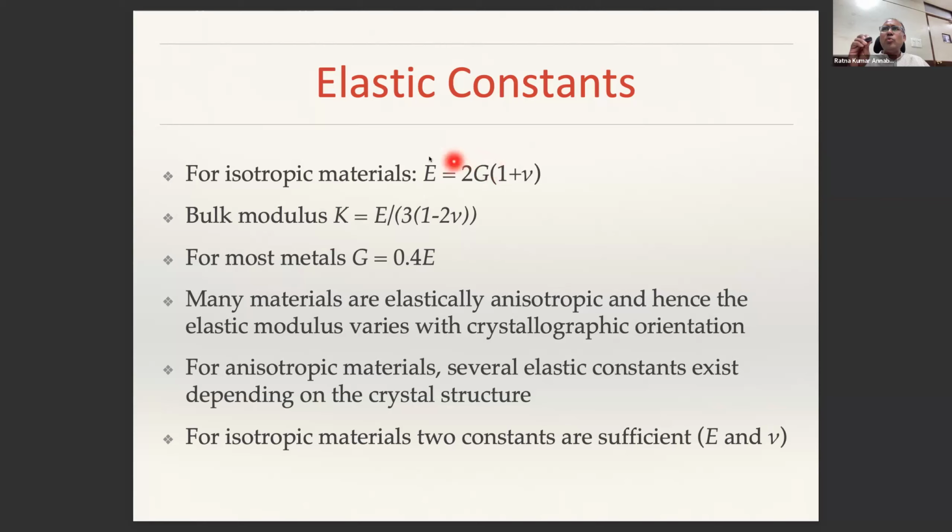What is elastic modulus, by the way? Sigma is equal to E times epsilon. That means elastic modulus is normal stress by normal strain. Similarly, shear modulus will be shear stress by shear strain. And bulk modulus will be volumetric stress by volumetric strain. That can be given by E by 3 into 1 minus 2 nu. All right. So for most isotropic materials, we just need two elastic constants to describe their behavior completely, that is E and nu. That is what we will deal with.